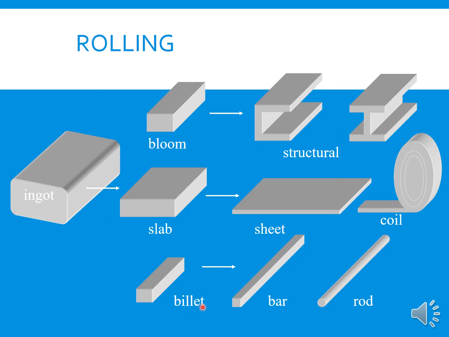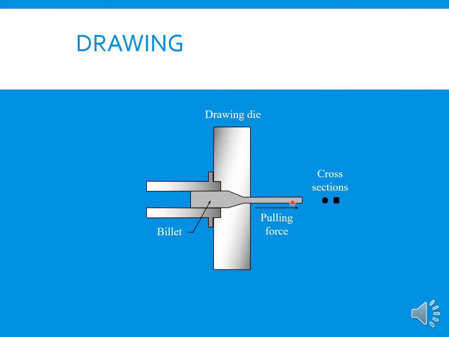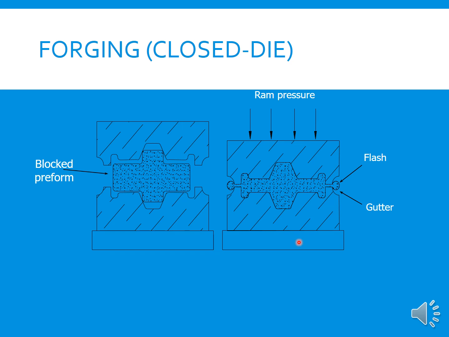So we have a billet, it is called a billet. From the billet we go to bar or rod. The other shapes are round or square. Okay, this is a pulling process, here there is no ram. It is a pull.